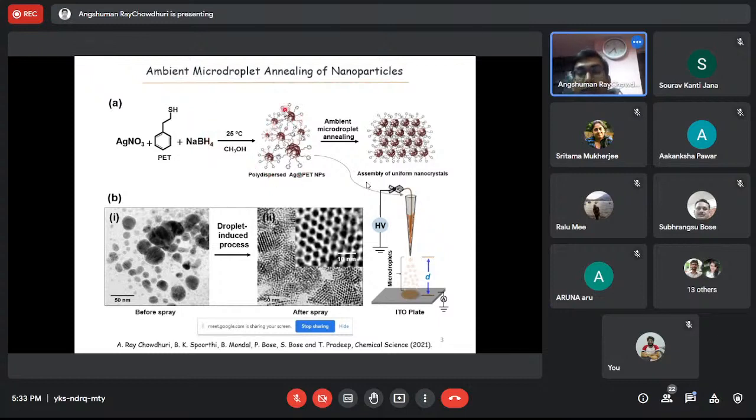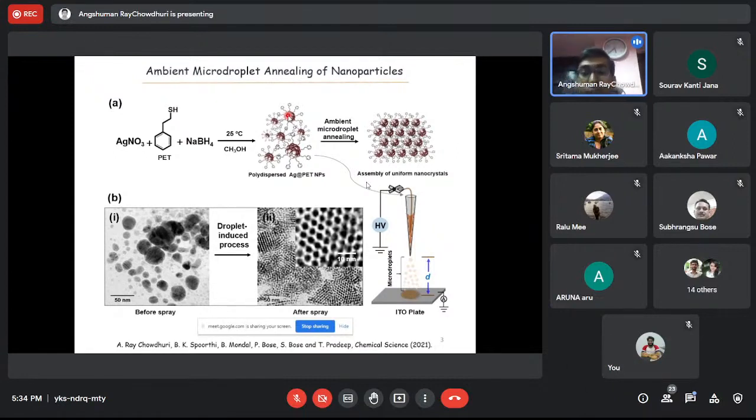For the usual synthesis, the disadvantage is that there is a possibility of polydispersed nanoparticles, and there is no use of polydispersed nanoparticles for any applications. If you go for sensing or other industrial applications, people always ask for monodispersed nanoparticles. For converting polydispersed to monodispersed by post-synthetic modification, there is a process called digestive ripening.